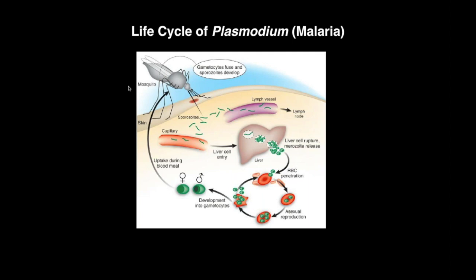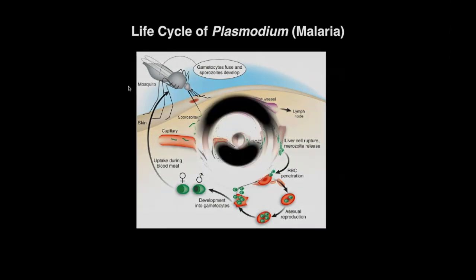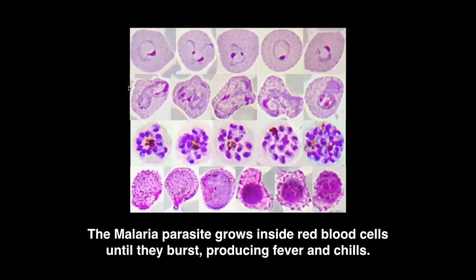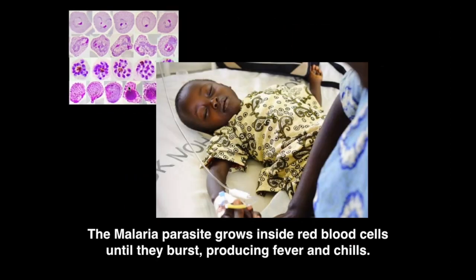If the blood has the malaria parasite, it grows for a while inside the mosquito, and the mosquito can pass it along to the very next person. The malaria parasite, this is really ugly to see, grows inside red blood cells until it eats up the red blood cell from the inside and causes it to burst, producing fever and chills and anemia. More than 1 million children are killed every year by malaria. This is a serious and enduring disease.